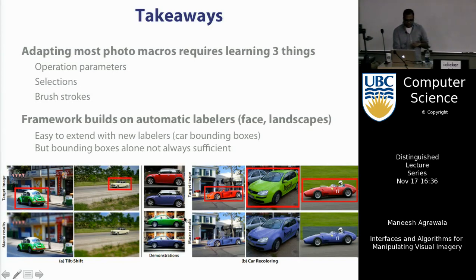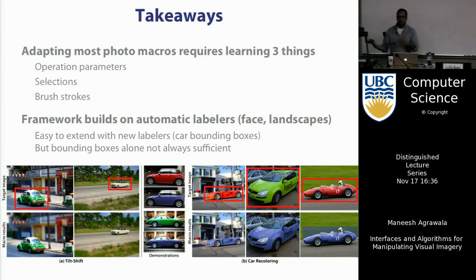That works fairly well. Here we've taken a recoloring macro. We find a car and recolor it to be blue. It works as long as there isn't much red outside of the car. And so here, this grass has a little bit of red coloring to it, and that gets recolored here as well. So, the macro isn't perfect, but as we get better labelers, we could do better.